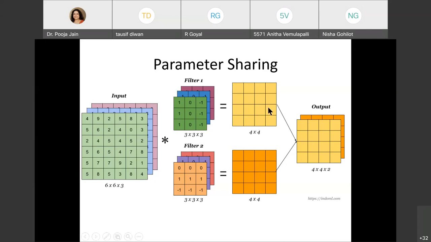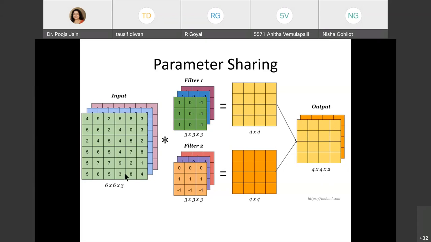Fine. See, this is the result of applying filter 1 on this input. Similarly, this is the result of applying filter 2 on this input. These outputs are cascaded in the Z direction. What is the final shape of the output over here? The final tensor shape is 4x4x2.